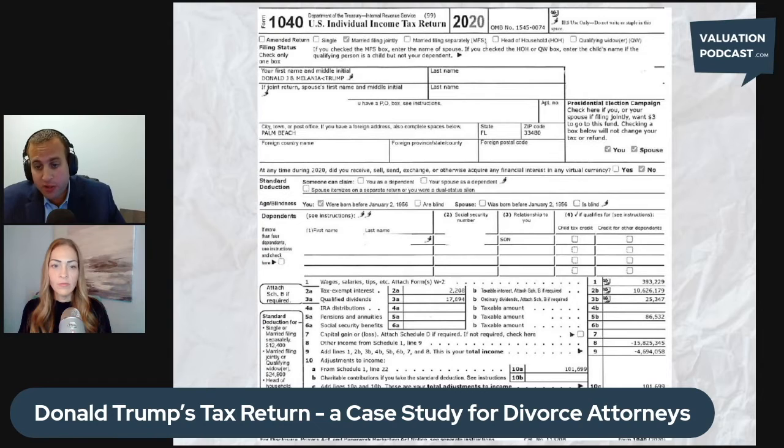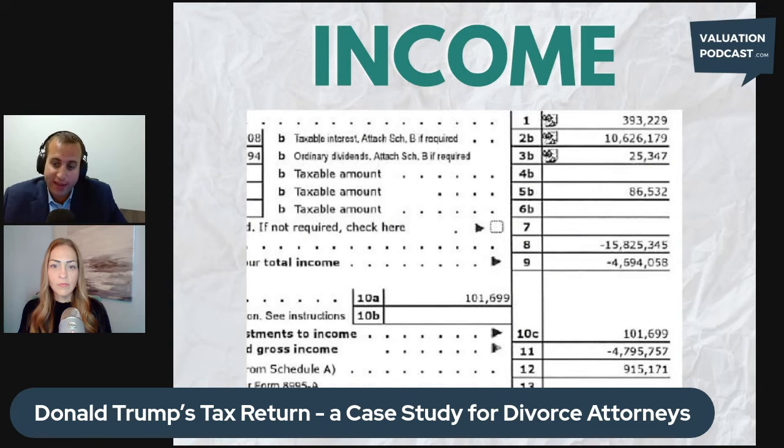So, looking at the first page of the tax return, I see a negative $4.7 million in income. And that's because of this other income of negative $15.8 million. So before that, there was, call it, $11 million of income before this negative $15 million hit.